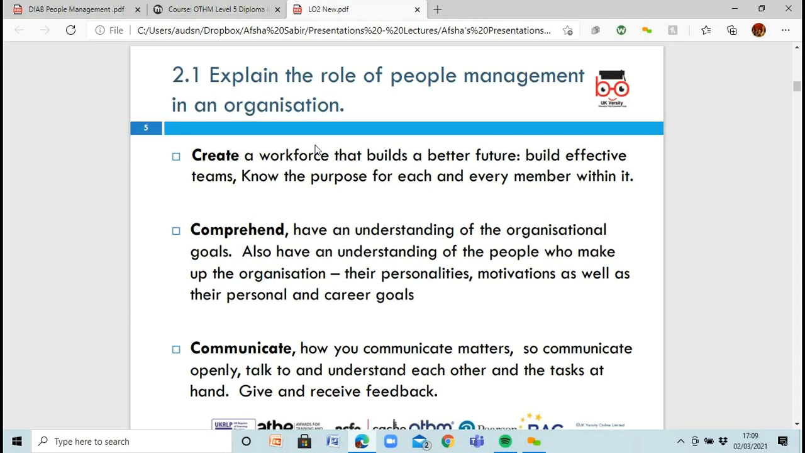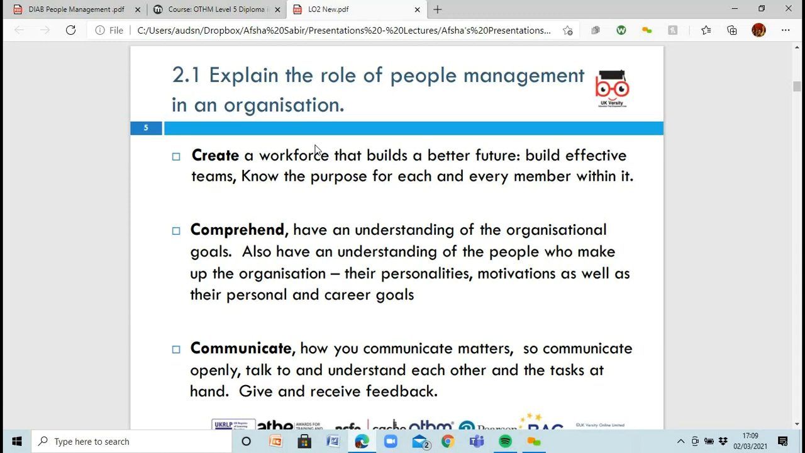When you're comprehending, you also need to look at, say, if you're in a managerial position, the team members that are under your guidance. You're going to look at their personalities, what motivates them, what their career goals might be, or what sort of personal goals they might have. So you're going to want to understand these things. And it will help you manage your team a lot better if you can.